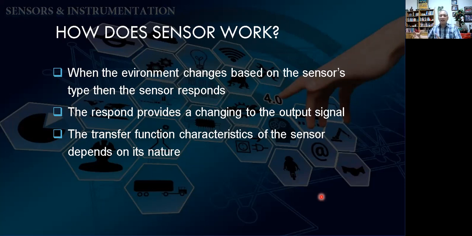If we connect it to a circuit, like a Wheatstone bridge, it will give a different output. And then the transfer function characteristic of the sensor depends on its nature, of course. So that's how it works. The physical changes will change a physical quantity or characteristic of the sensor, and then we transform it to another signal.